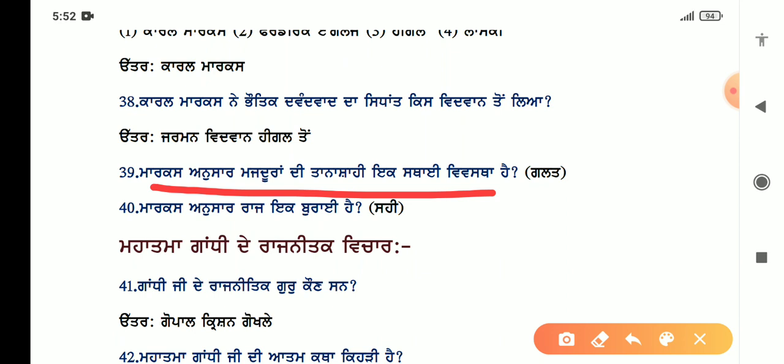Next question. According to Marx, the state is an evil. Answer, right. As the state helps one class to exploit the other class, the state is an evil. Let me have a glass of water.